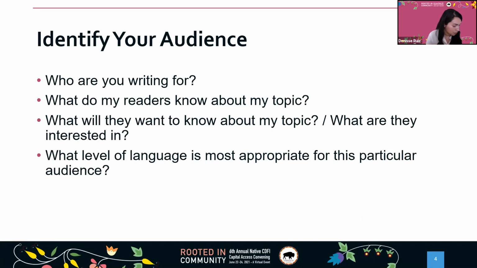Then you also want to understand what they know about the topic. Sometimes they are within your industry, or they're outside. If they're outside your industry, you would want to avoid industry-specific jargon. I'm going to use Native C85 as an example. People might not know what that is. People might have never heard of that acronym. So you wouldn't want to throw that in the first sentence without defining it.